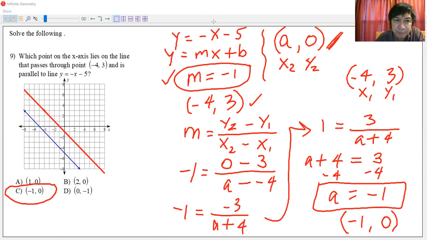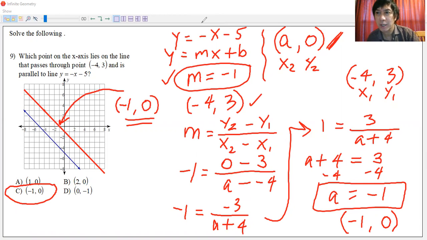negative 1, 0. So where's negative 1, 0? It's over here. Negative 1, 0 is right there. That's at the left side of the point of origin, 1 unit. So it's negative 1, 0. So you can do a graphical solution. This is negative 1, 0 there. Or you can do computation just like what we just did. All right, that goes to our number 9. Let's continue with the next.